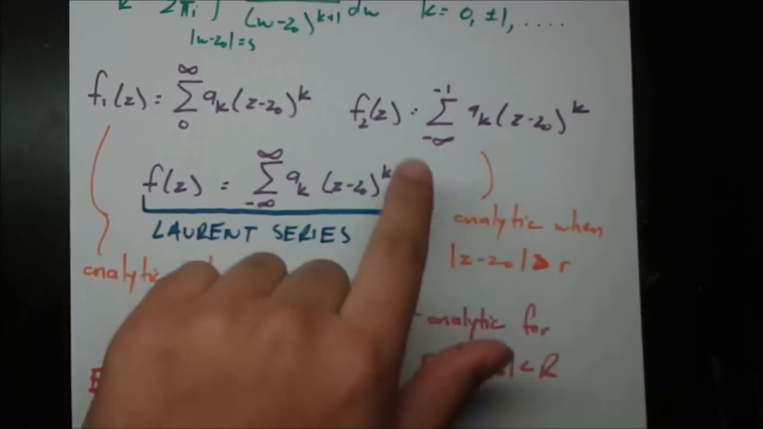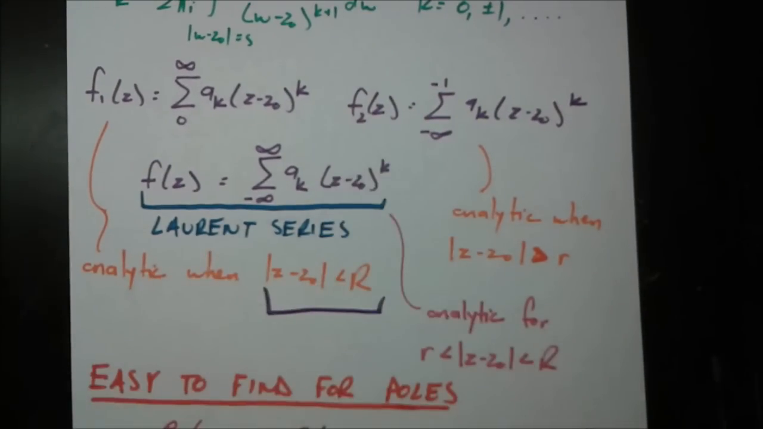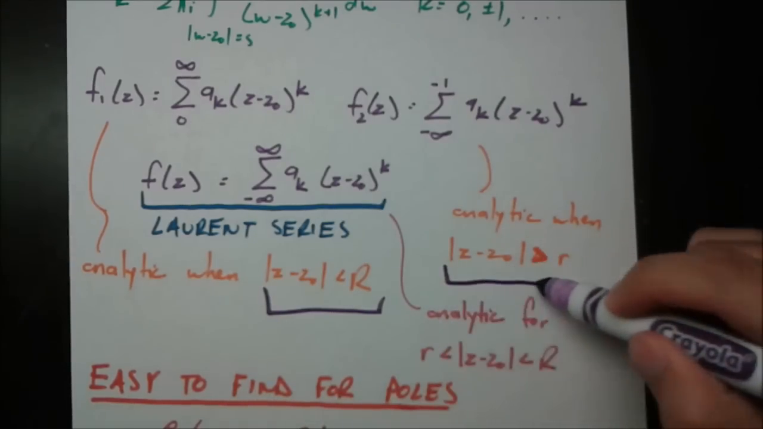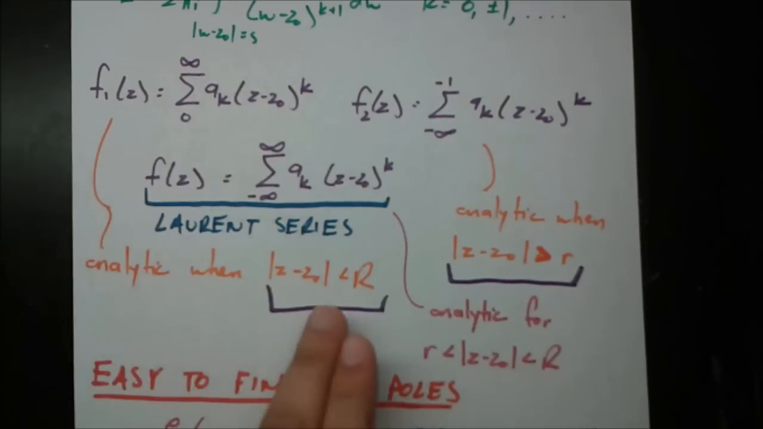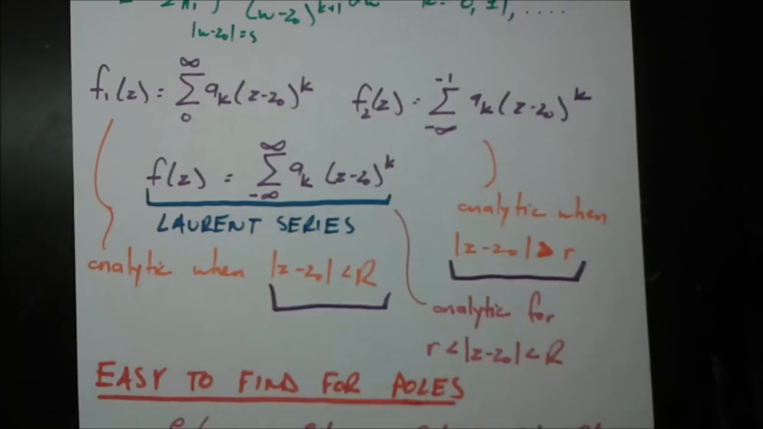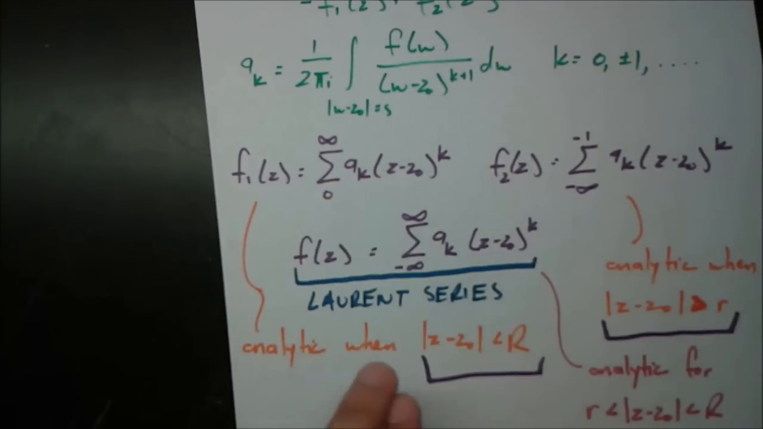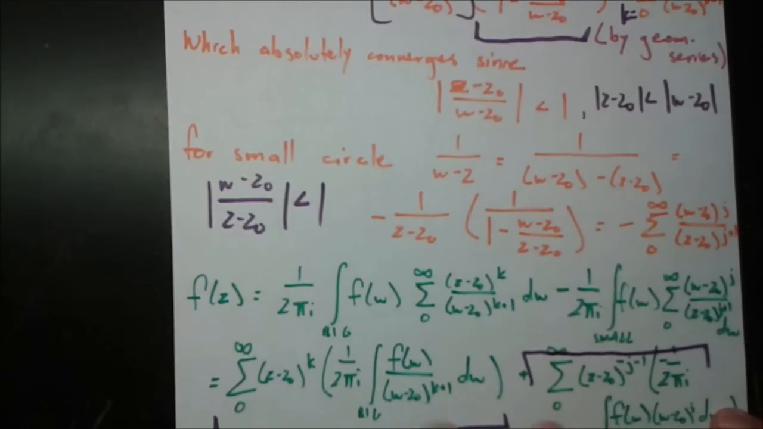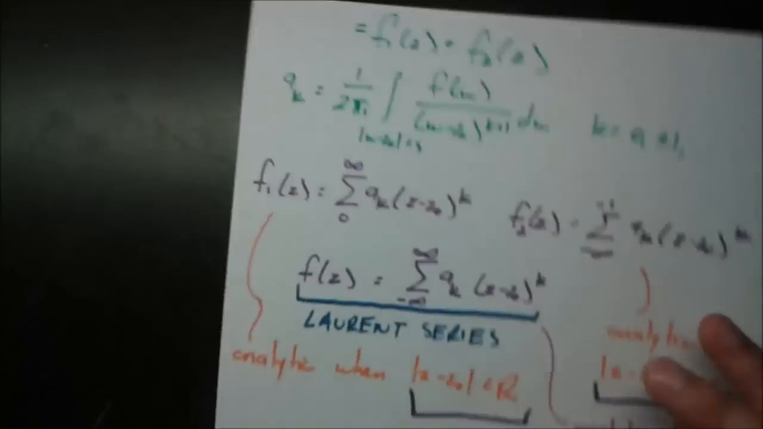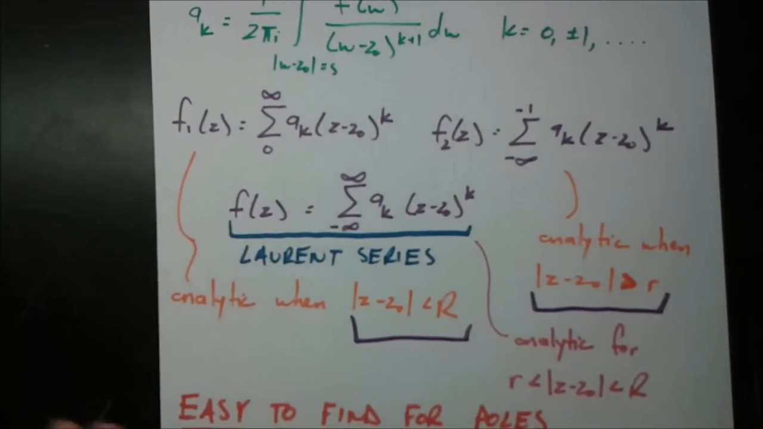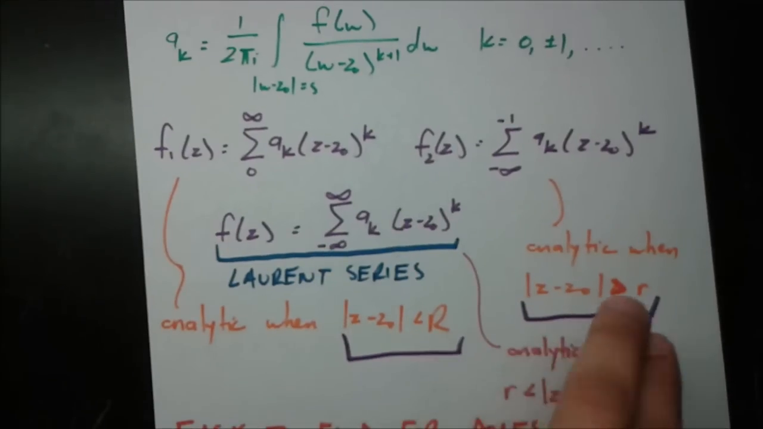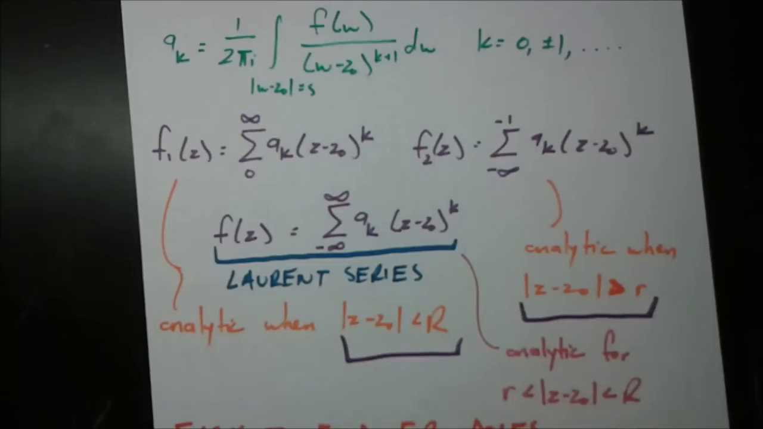On the same note, the second function, f2, is based off of the small circle. So using the same logic, we can say this is analytic when the modulus z minus z naught is greater than small r. Since f1 is analytic when it's less than big R, and f2 is analytic when it's greater than small r, if we add the two functions together to get a new function f, which is just the sum of f1 and f2, this sum can only be analytic when both of these conditions are met. So that means when modulus z minus z naught is less than big R, but also greater than little r, which is exactly the annulus domain that we were talking about.